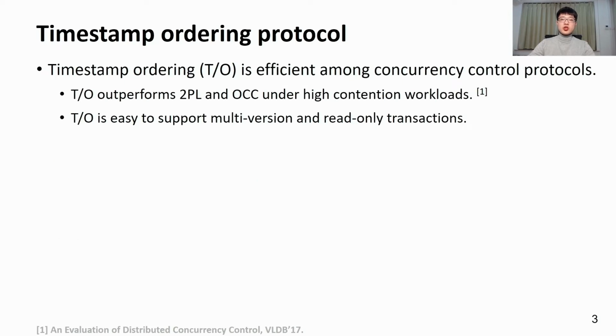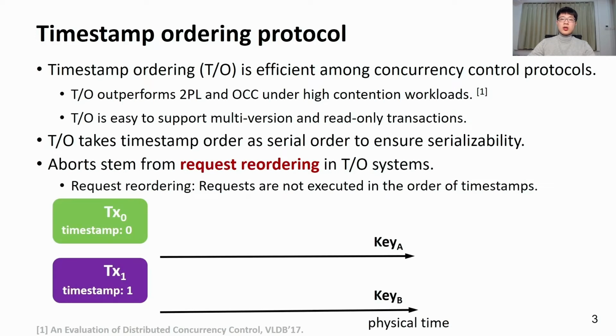Among existing concurrency control protocols, timestamp ordering, or TO, is efficient in processing distributed transactions. It has two benefits. First, TO performs better than two-phase locking and optimistic concurrency control under high-contention workloads. Second, TO is easy to implement multi-version mechanism and support read-only transactions. In TO protocols, the timestamp order is taken as the serial order of all transactions. And when requests are not executed in the order of their timestamps, aborts will happen. We call this phenomenon request reordering.